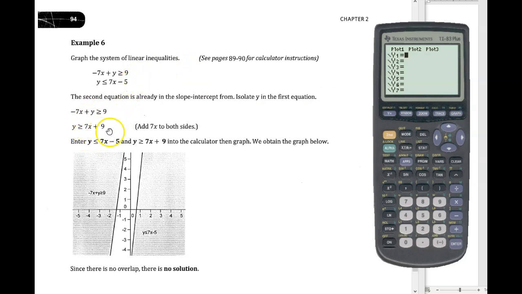So 7x plus 9. And we have y is greater than or equal to 7x plus 9. So I want to choose the shade above option. Let's go to the second one. We have y is less than or equal to 7x minus 5. So I want to put 7x minus 5. And then I want to select the less than, shade below. And here we go. So that's how the window would look for the y equals. Now let's graph it.